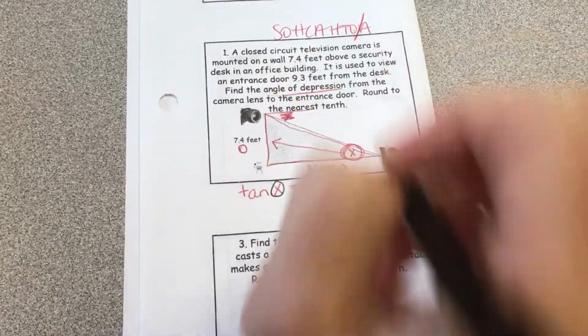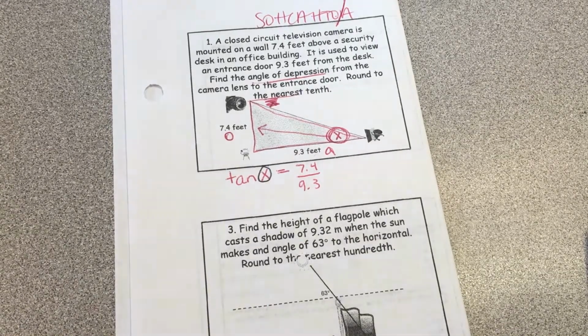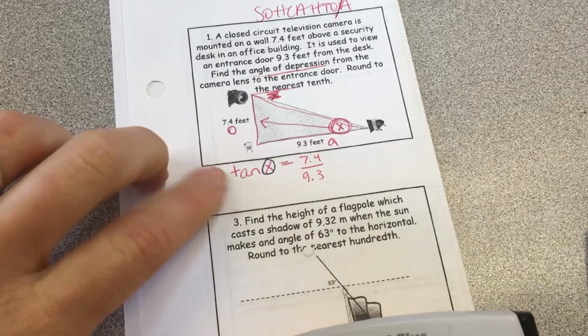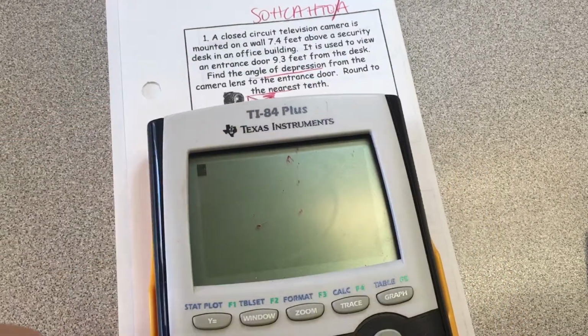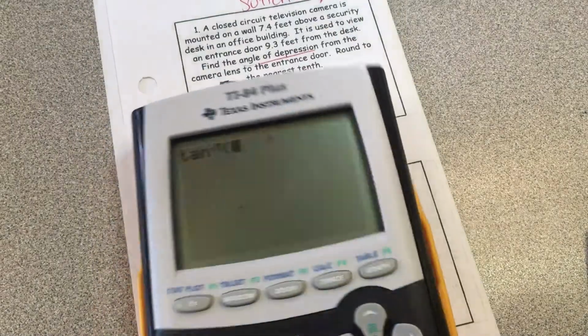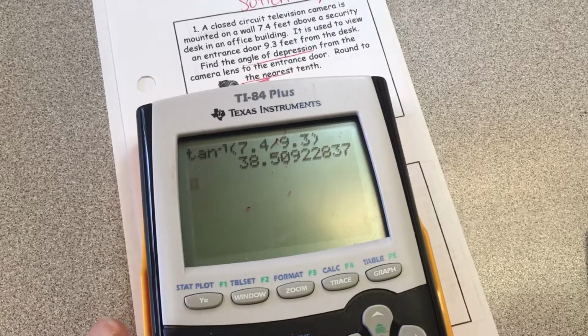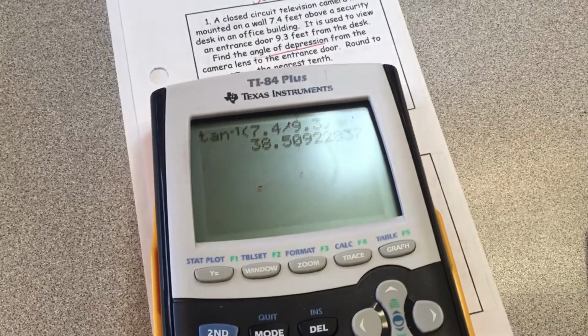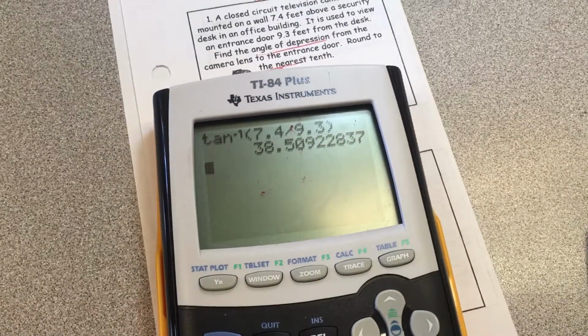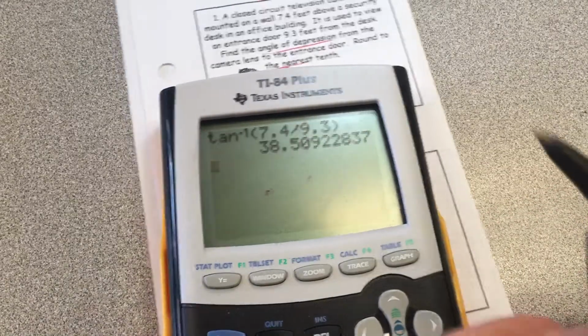What am I trying to get by itself? X. How do you get rid of tangent? Do the inverse. You hit second tangent. So in your calculators, everybody practice this with me, please. To get rid of tangent, you hit the second button and then tangent, and you type in what we have. 7.4 divided by 9.3. And what did it say to round to? The nearest tenth. Remember on your benchmark, some of y'all missed questions because you didn't round right. How many decimal places is the tenth? 1. So this should be 38.5.